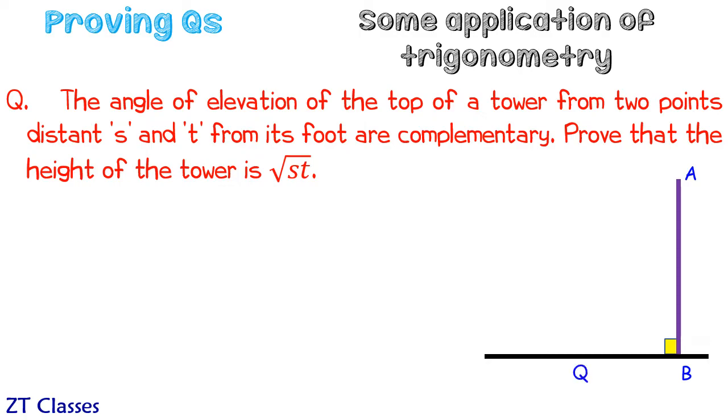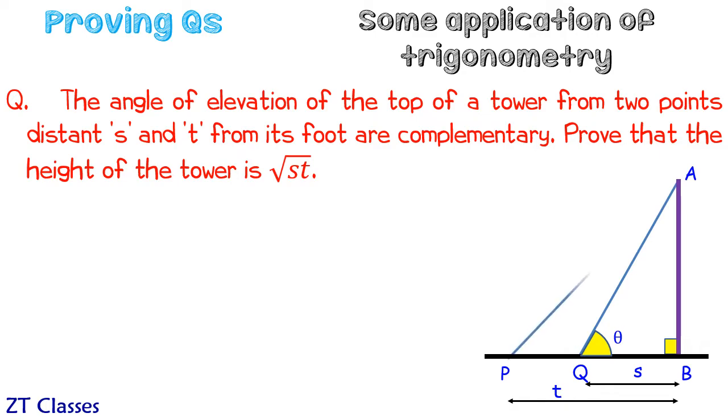So let's say those 2 points are Q and P, they are at distance of S and T. From point Q, let's say the angle of elevation is theta degrees. Now from P, the angle of elevation is complementary, that is that angle will be 90 minus theta. We have to prove that the height of tower is square root of S into T. Let's see the solution.